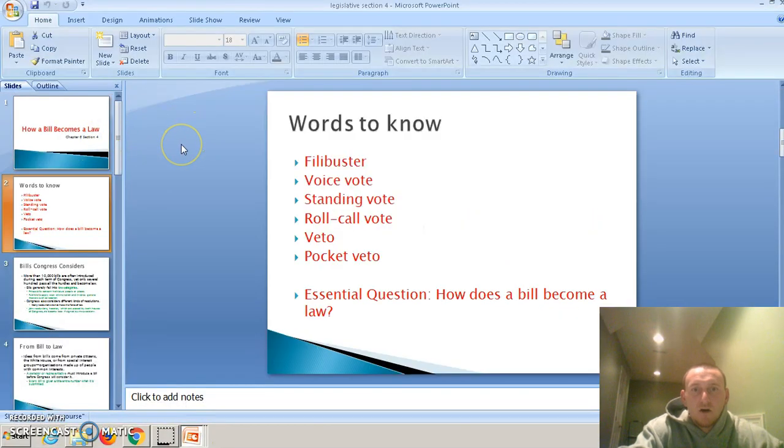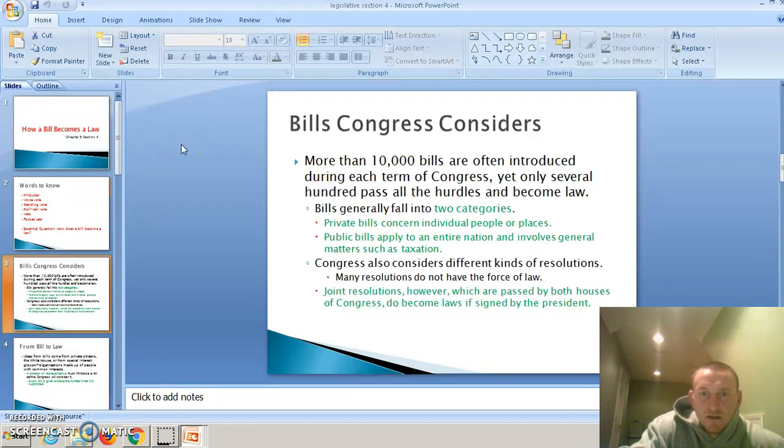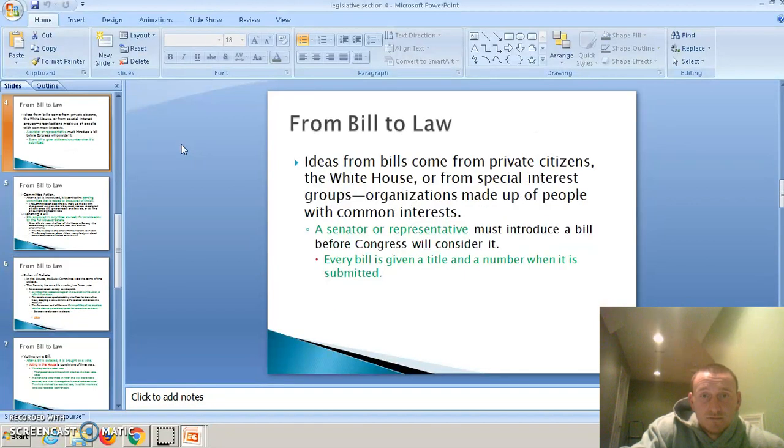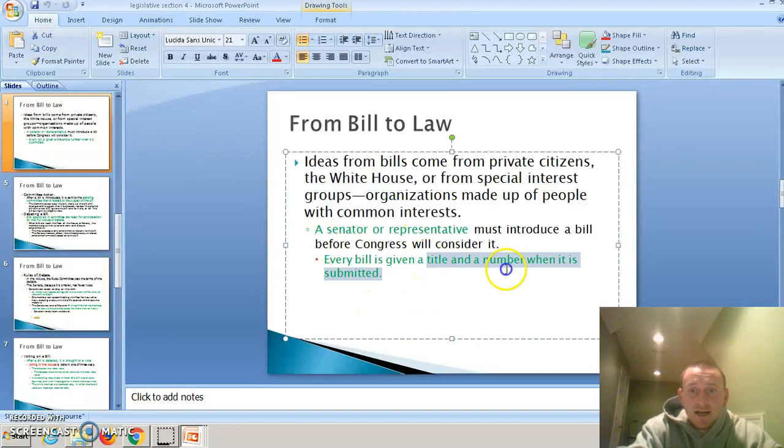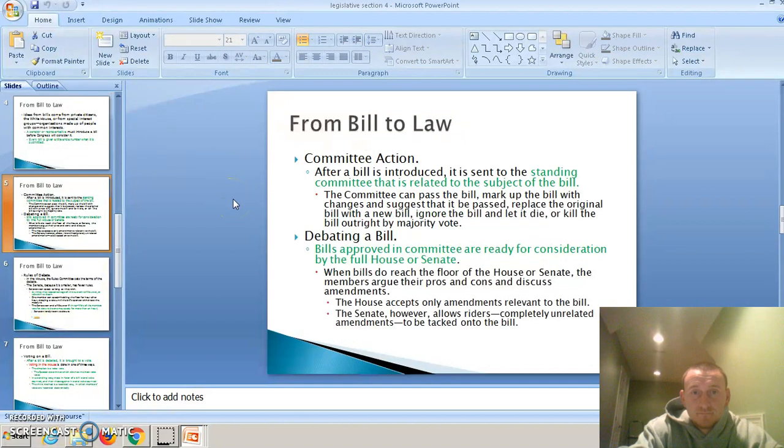How a bill becomes a law. Now, these are all pretty big ones. Okay? Know the difference between a private bill and a public bill. Every bill is given 2 things before it becomes a law. A title and a number. I would highlight that in my notes. Hint, hint.